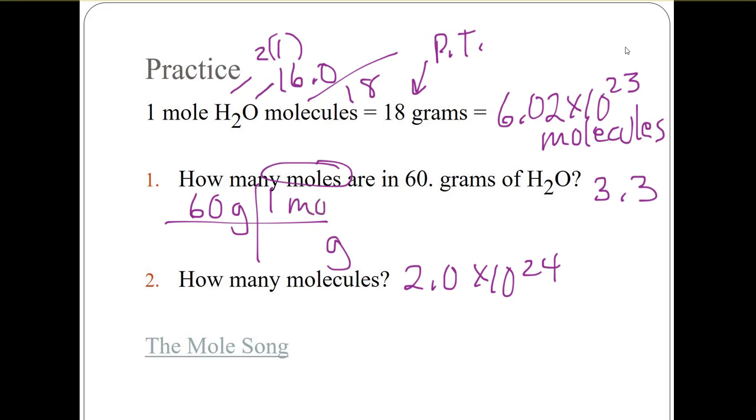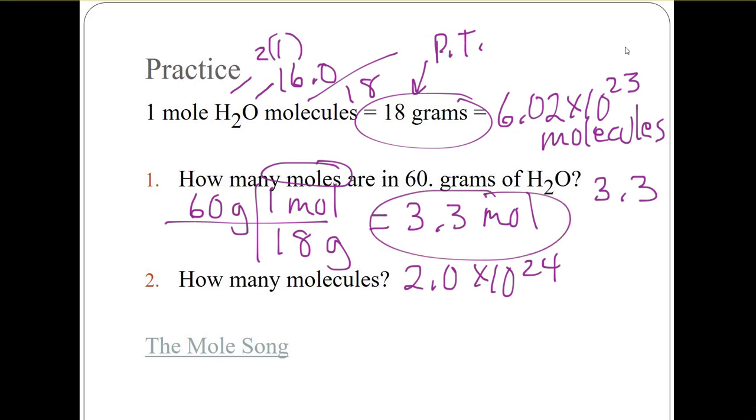So 1 mole on the top, and looking on my periodic table, and I've already done that, 18 grams here on the bottom. So when you divide this out, you get 3.3 moles. And let's look at this next one. It doesn't matter if you start with the 3.3 or the 60 grams because you're going to get the same answer. But let's say we go ahead and start with the 60 grams. And so we're going to put those 18 grams at the bottom.